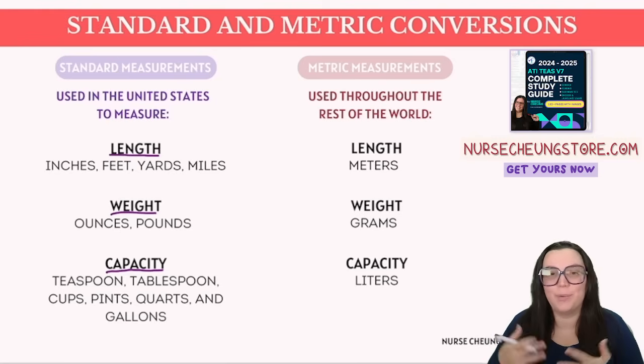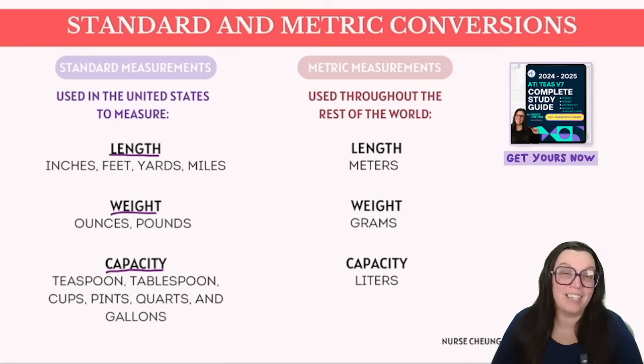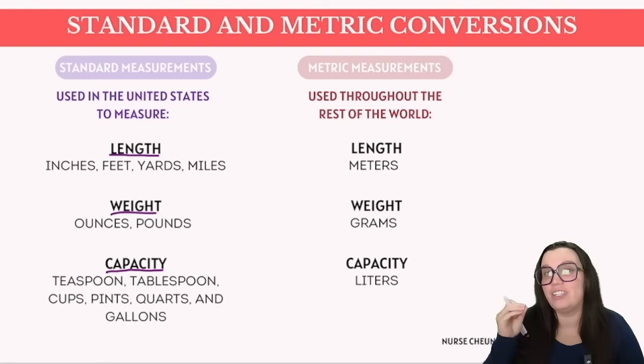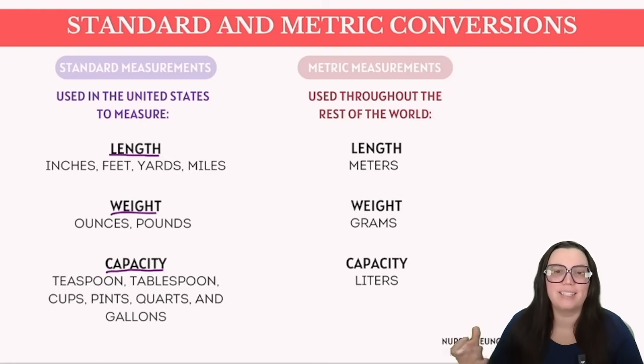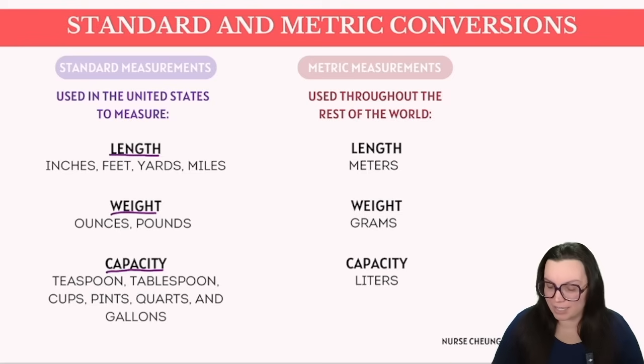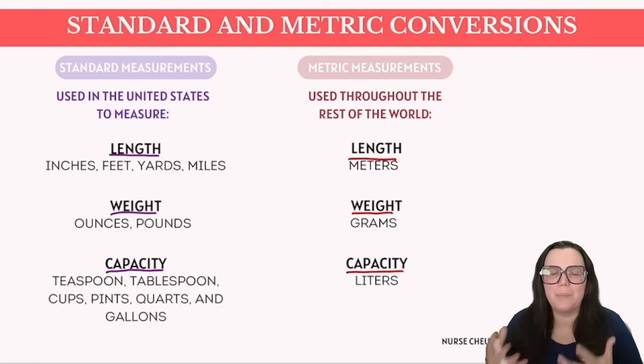In comparison, we have the metric system, also known as the International System of Units, SI. The system is actually decimal based, meaning that it's based on powers of 10, which simplifies calculations and conversions between units. In the metric system, you're going to see length, in which they use the unit of meters. Then we have weight, which is the unit of grams, and we have capacity, which uses the unit of liters. Overall, the metric system is much simpler than the standard system.